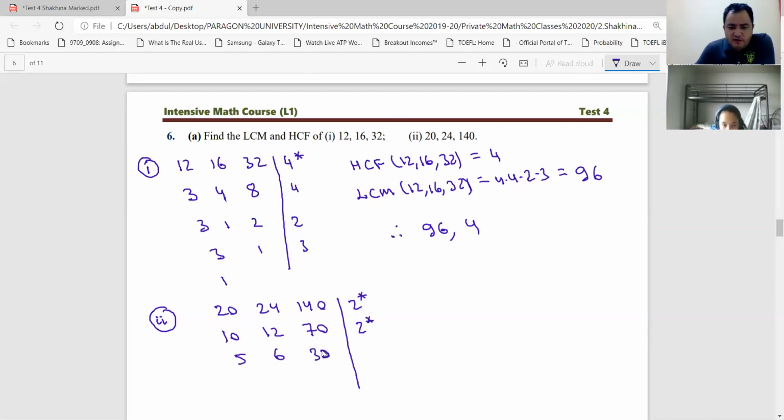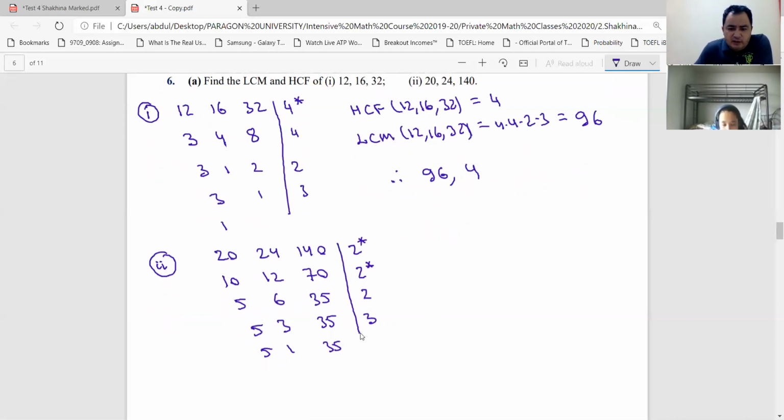So here we have 35. Now divide by 2 again. 5, 3, 35. Divide by 3, 5, 1, 35. And divide by, what is it? 5, 1, 7. Divide by 7, it is 1. Yeah. So the highest common factor of these numbers, 20, 24, 140, is equal to 2 times 2, which is 4.